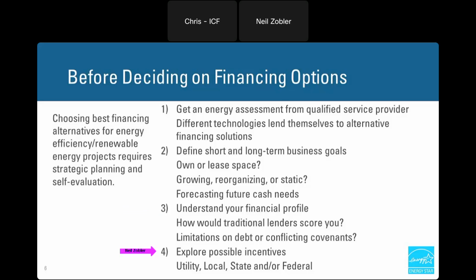And of course, you want to explore all possible incentives. You want to take advantage of any savings, grants, etc., that you can capture. And that's at the utility level, the local level, state and federal level.